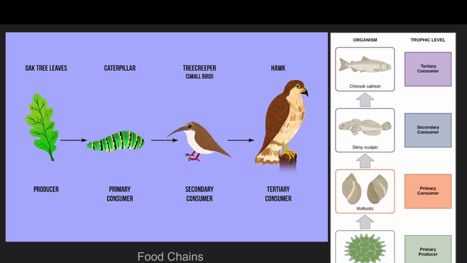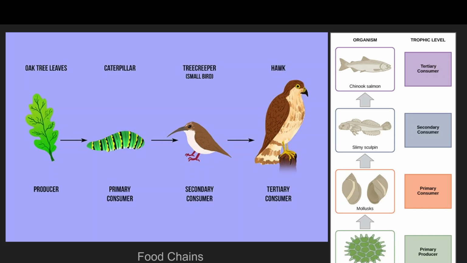So let's go into this example here. The one on the left, so we have a simple food chain here. We got two examples, so let's look at the one on the left first. So we've got four animals here. We have some oak tree leaves, a caterpillar, a tree creeper, which is just a little tiny bird, probably around the size of those finches we talked about in the last unit with Darwin down in the Galapagos. And then we've got a hawk, and he is the final section of our food chain here.